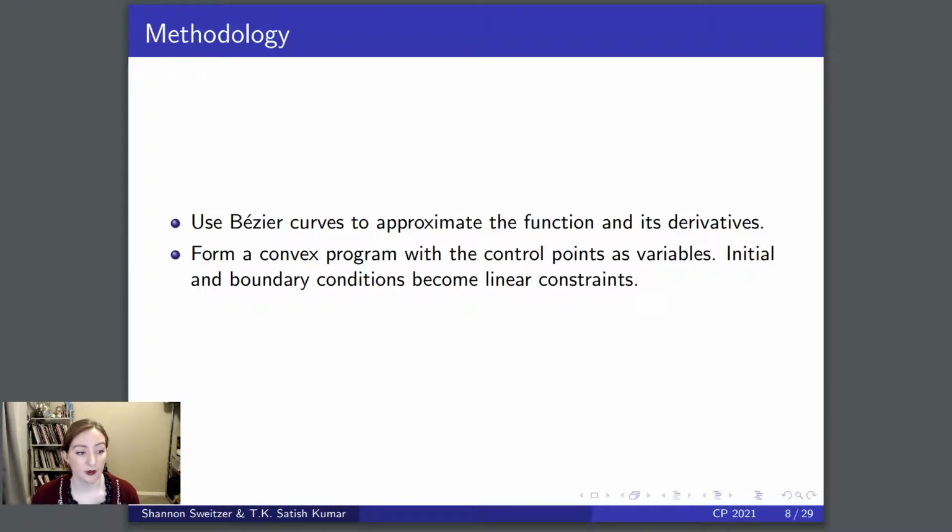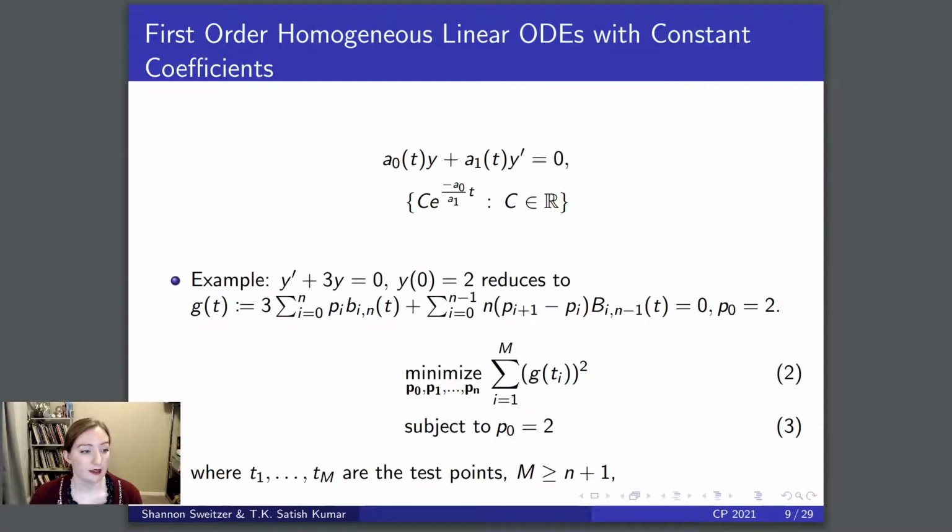In the next slides, we will illustrate this method through examples and case studies in order of increasing complexity and generality. Take the class of first-order homogeneous linear ODEs with constant coefficients. They are equations of the form here, and have the family of solutions also given on the slide. Consider, for example, the equation y prime plus 3y equals 0, along with the initial condition y evaluated at 0 is equal to 2, which belongs to this class of equations.